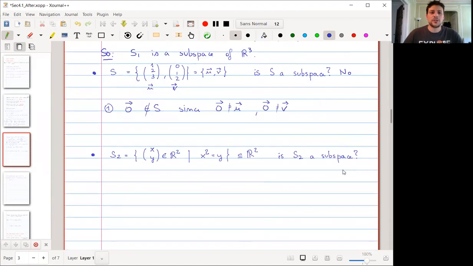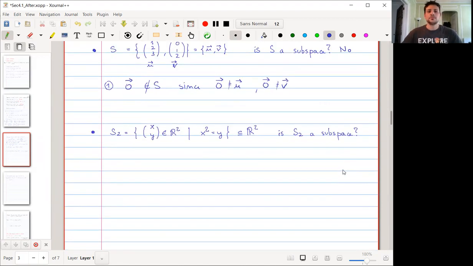Let's have a look at this other set, S2. The set of pairs xy such that x squared is equal to y in R2. And let's perform our checks. Does the vector 0, 0 belong to S2? The answer is yes, because 0 squared is equal to 0.